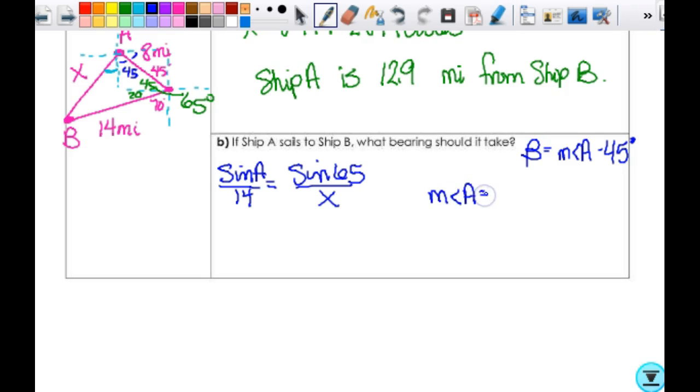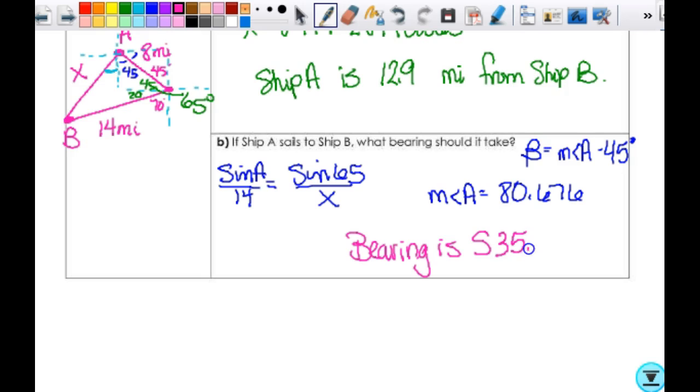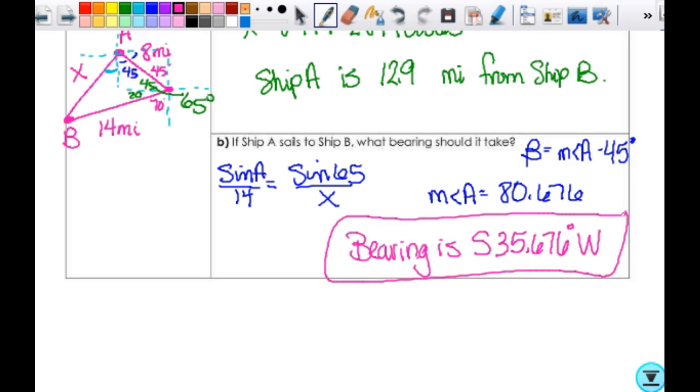We find the measure of angle A in the end. And you get 0.676, right? So is that our final answer? No, it is not. That's the whole angle A. Our bearing, we have to say this correctly, is going to be south, and then once we subtract that, 35.676 degrees what? West. Okay, everybody okay with that?